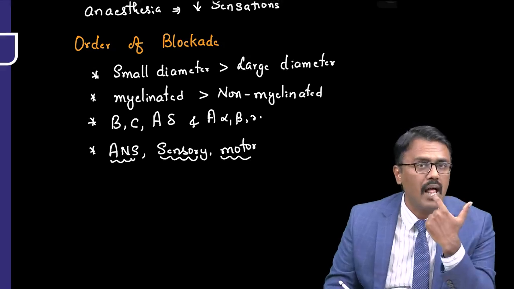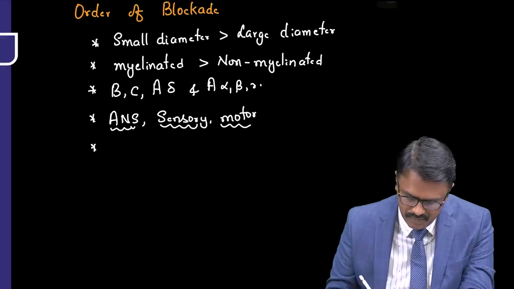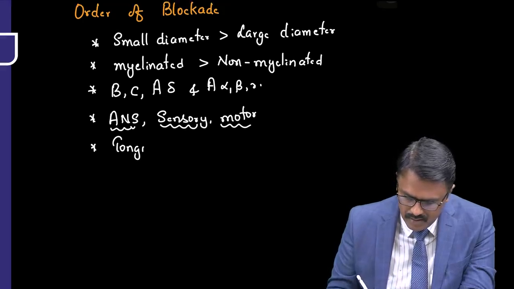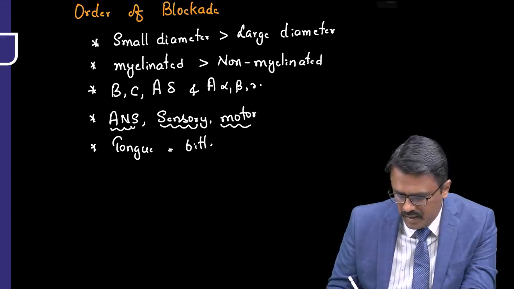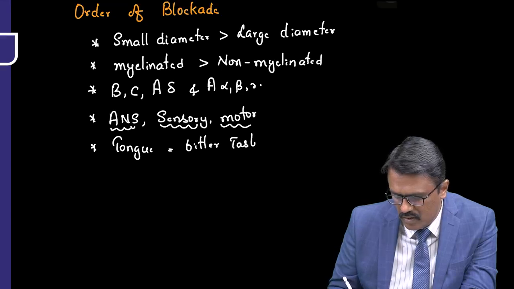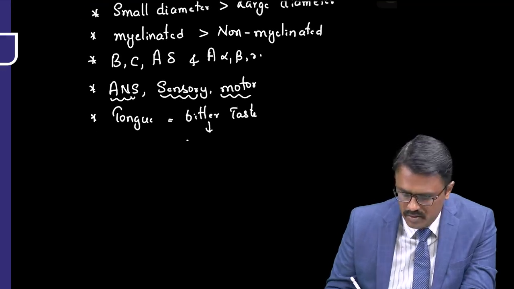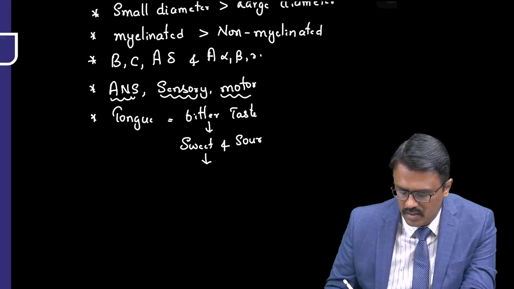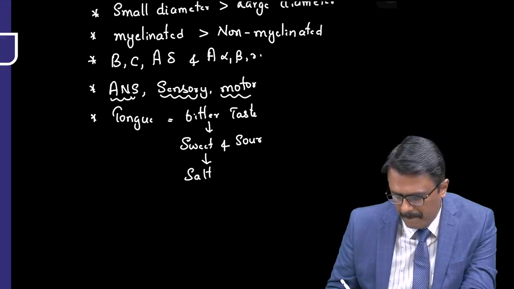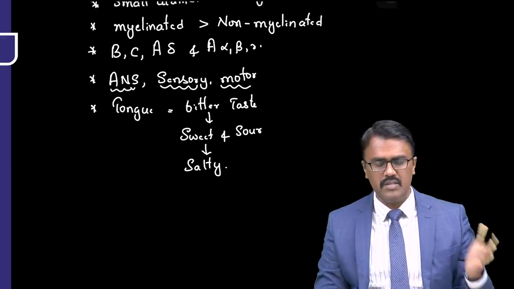Now what about the tongue? If you put a local anesthetic in the tongue, which sensation will be lost first? The first sensation to be lost is bitter taste. Then after bitter taste, what is lost is sweet and sour. And the last to disappear is the salty. So this is how it disappears. So this is the order of blockade.